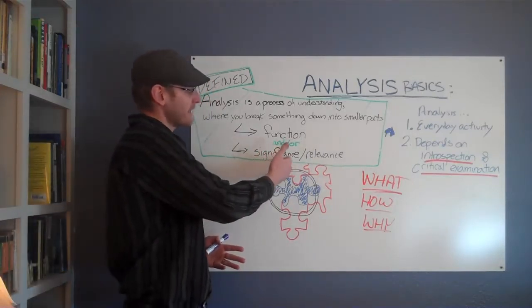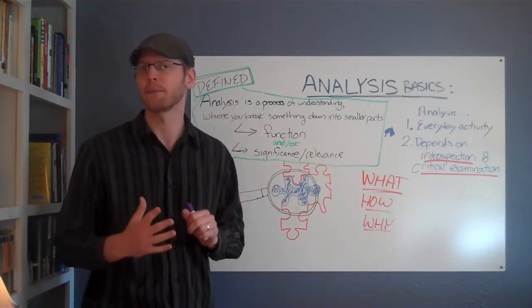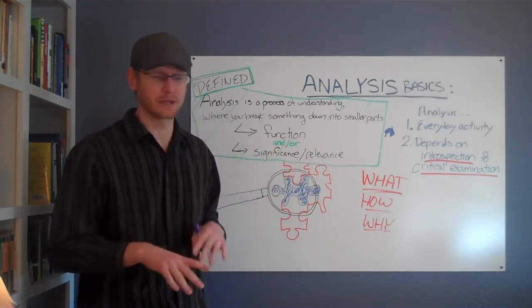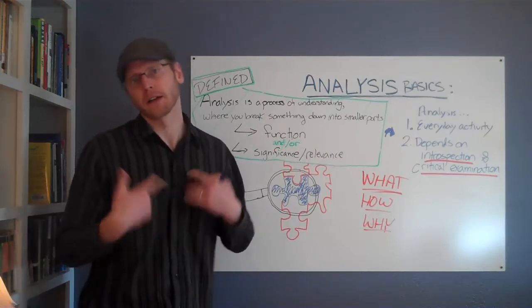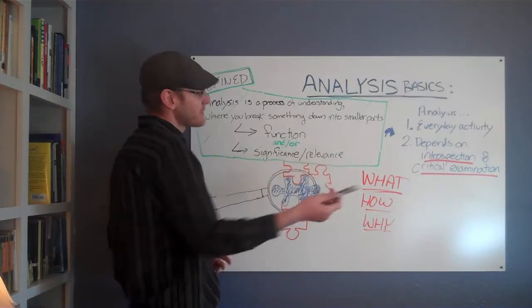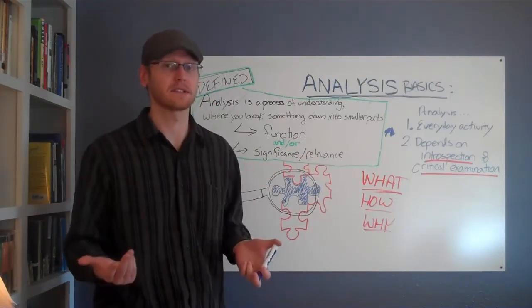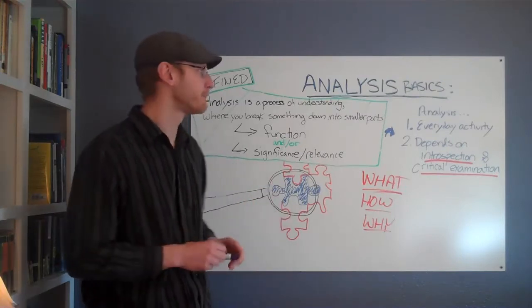Now, significance or relevance, when we analyze for those things, those usually happen in the social sciences. History, psychology, English class, rhetoric class. When we're looking for significance or relevance, we're asking questions like, why is this important? Why is this effective? Stuff like that.